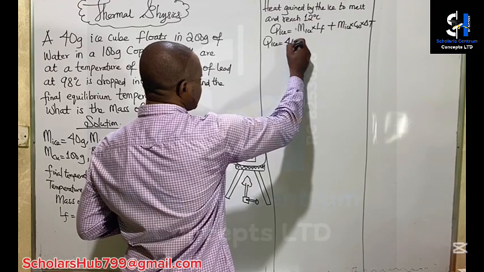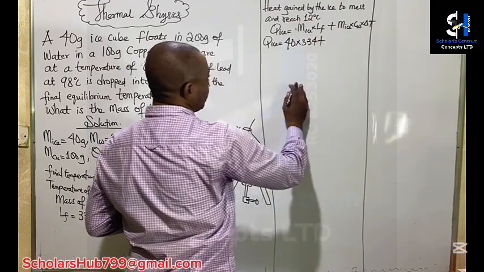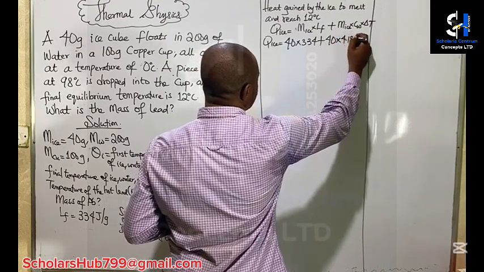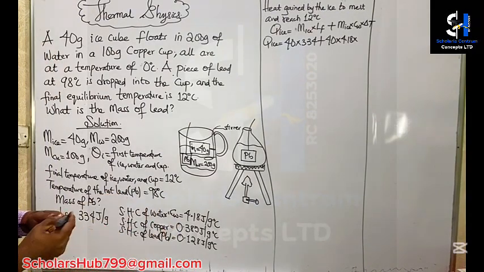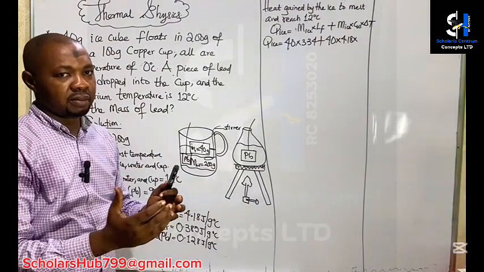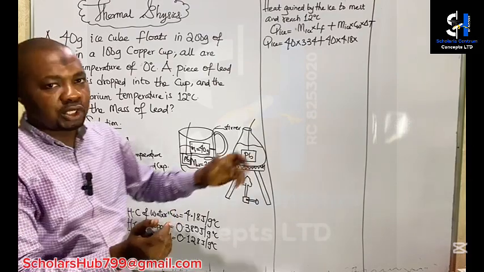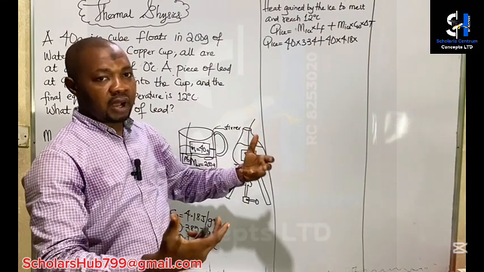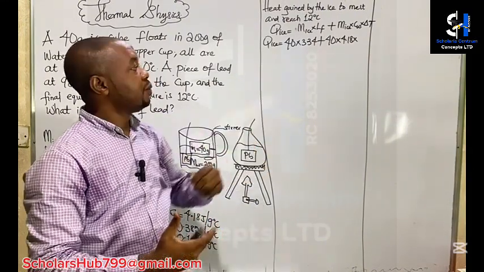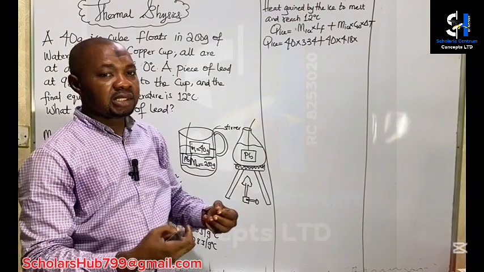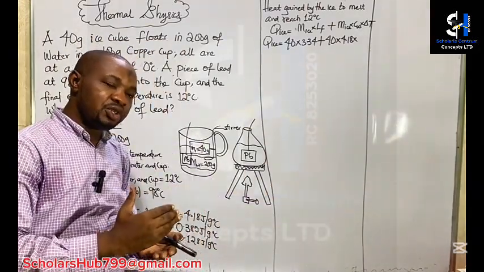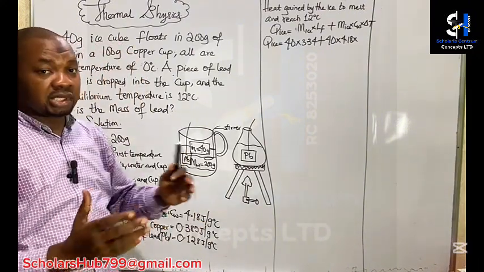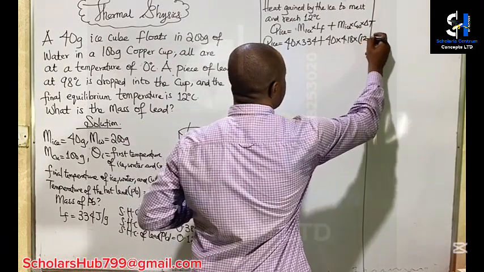334, 40 multiplied by 334, then plus 40 multiplied by the specific heat capacity of water, which is 4.18. Now the temperature difference. This is the total heat gained by the ice to melt. So for the ice to melt, it will be mass of ice multiplied by latent heat of fusion of ice, which is 334, then plus the heat gained by ice warming. That is when the temperature of the ice increases from 0 degrees Celsius to 12 degrees Celsius. So that means the temperature difference would be 12 minus 0.